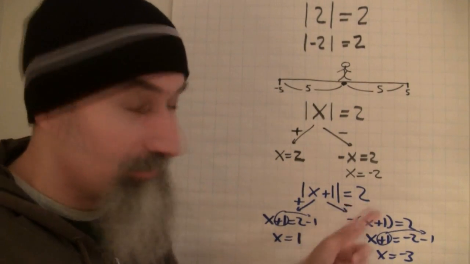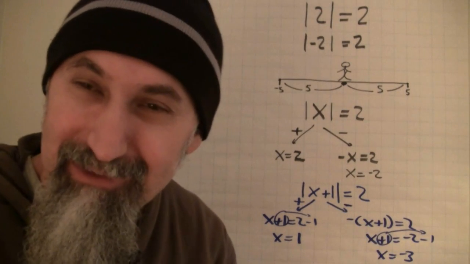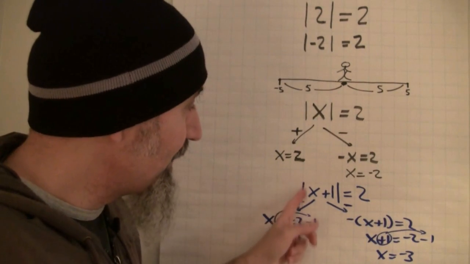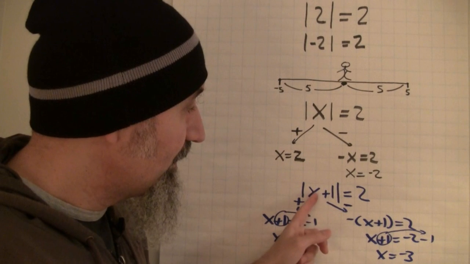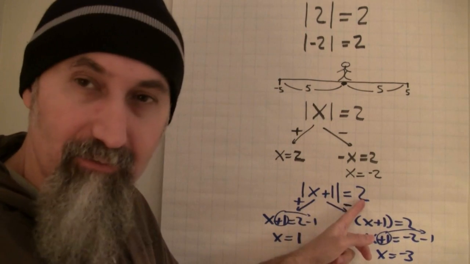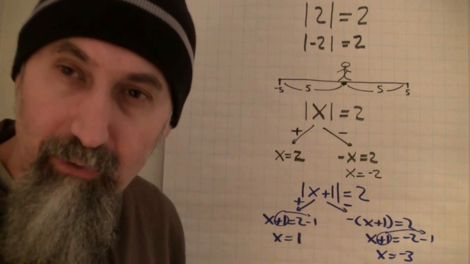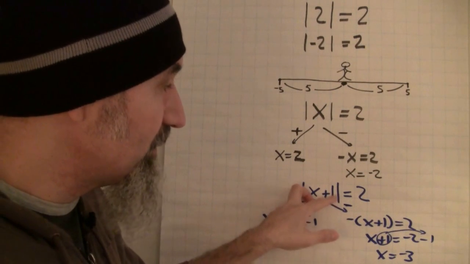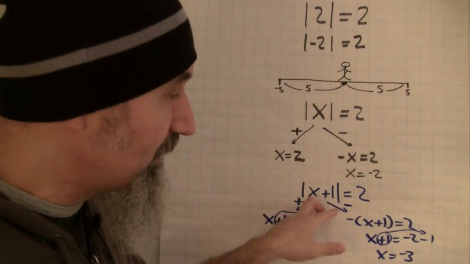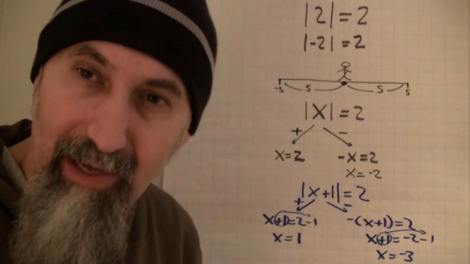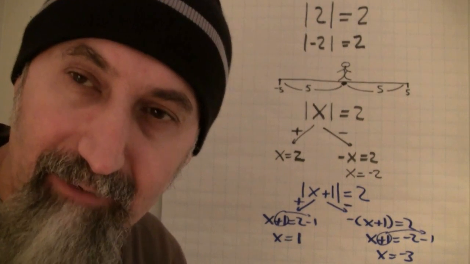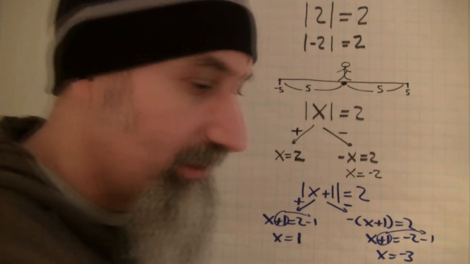And for the no answers, sometimes it's a trick question they give you. If we had the absolute value of x plus 1 is equal to negative 2, there would be no answer here, because as soon as you apply the absolute value, it becomes positive. So you can't take the absolute value of something and have it equal a negative, right?